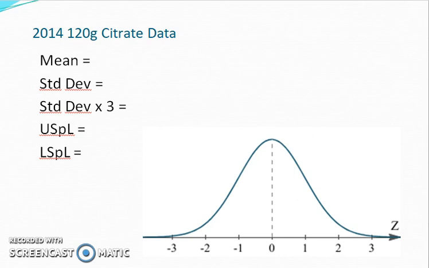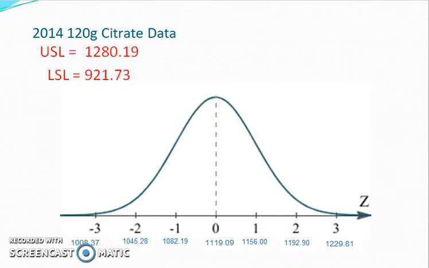Now that we've done the calculations, let's look at the characteristics of the process in relation to the specification limits. The SOP specification limits were given to us in that data set. The upper specification limit was 1280.19 and the lower specification limit is 921.73. So what can you tell me about these specification limits in relation to the spread, based on the characteristics of the process that you calculated?